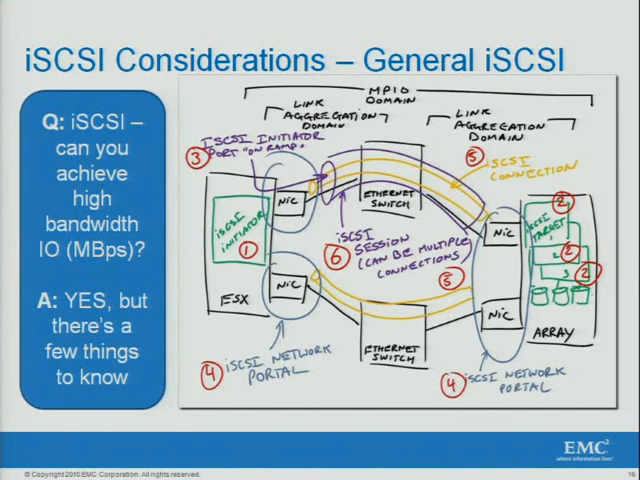iSCSI is an area where, out of all of the protocols, I think there's the most variance between different vendors. And it's because the iSCSI implementations vary pretty significantly, right?